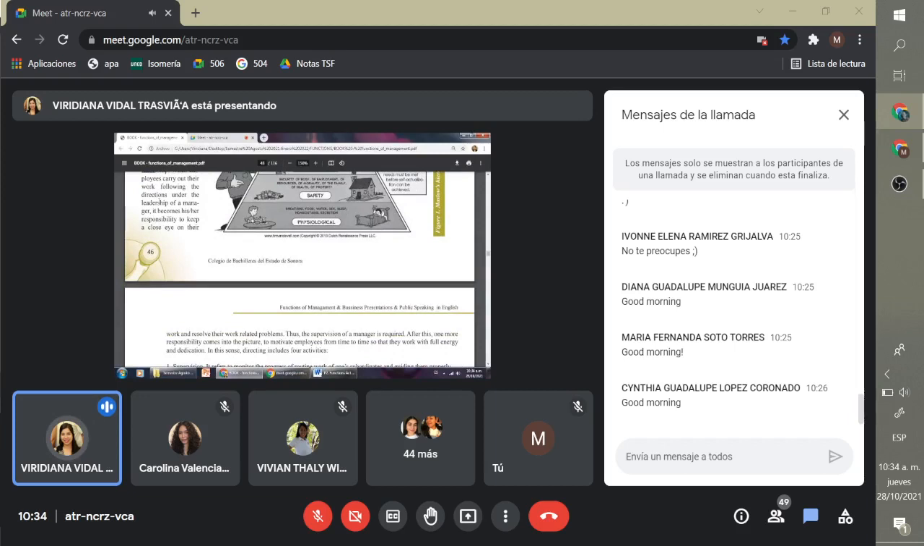What does it mean, this word? To keep a close eye. It becomes his or her responsibility to keep a close eye. What is the definition of these two words together? Close eye.